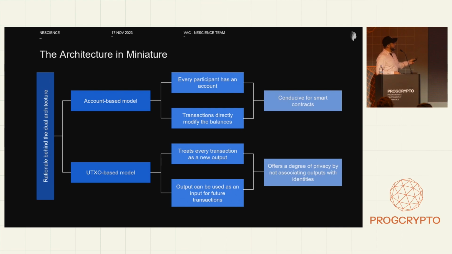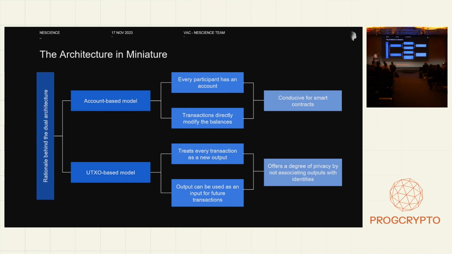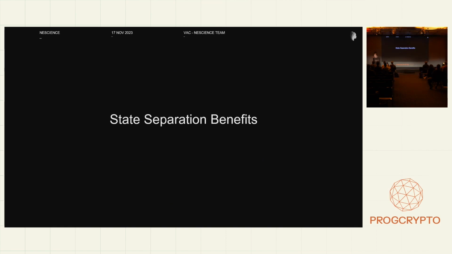In the account-based model, every participant has an account, and transactions directly modify the balances of these accounts. And in the UTXO model, every transaction is treated as a new input, and the output can be used as an input for future transactions.